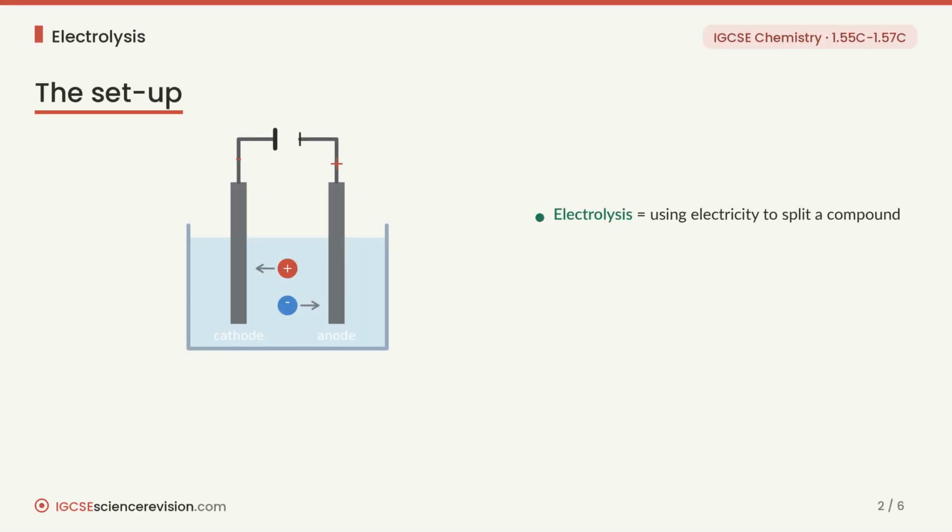Electrolysis means using electricity to break down an ionic compound into its elements. The compound has to contain ions that are free to move, so it must be either molten or dissolved in water. This is called the electrolyte. Electricity is passed in through two electrodes dipped into the electrolyte. The negative electrode is the cathode, and the positive electrode is the anode.